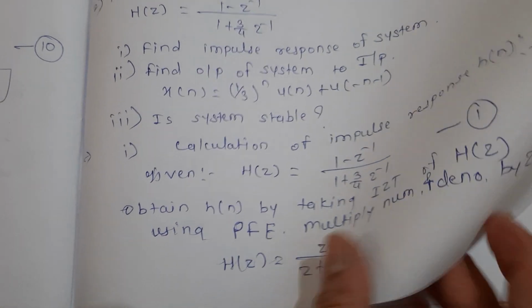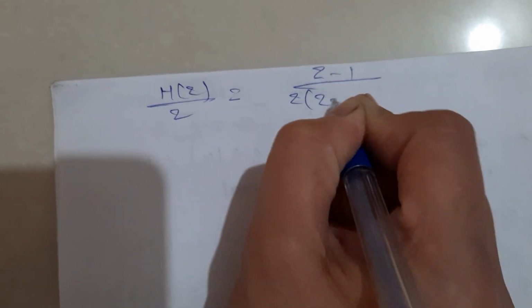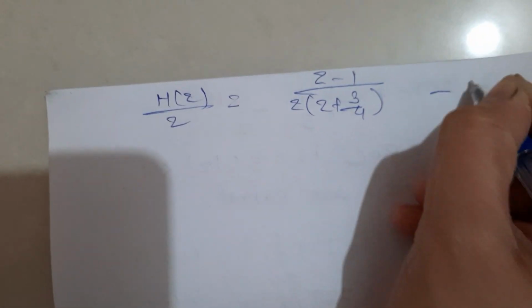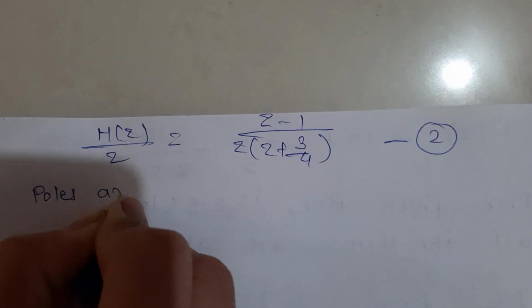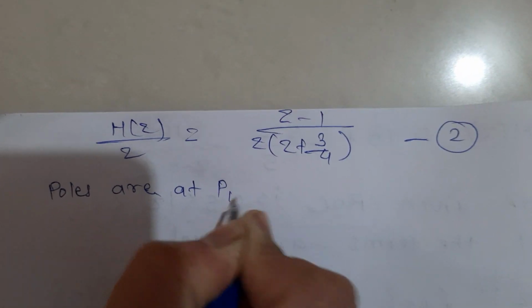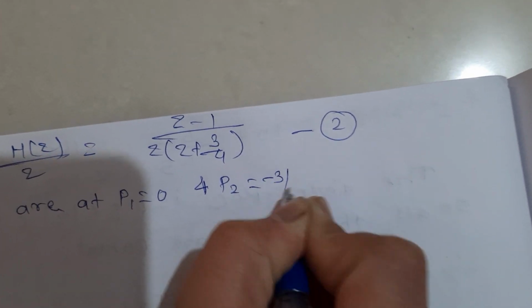So multiply numerator and denominator by z. So it is H(z)/z is equal to (z - 1)/(z(z + 3/4)). This is equation 2. Now the poles are, we write here, poles are at p1 equal to 0 and p2 equal to -3/4.